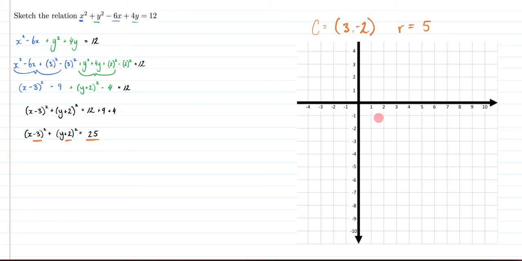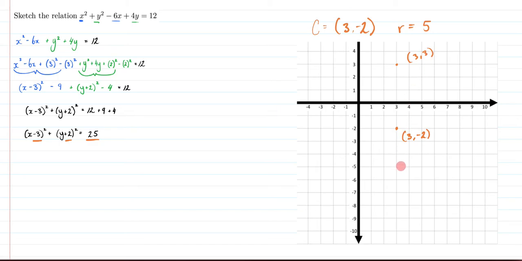I now have to graph this, so I'm going to find 3, negative 2, which is here. I then am going to go up 5. Let me actually write this in. 3, negative 2. I'm going to go up 5 from my y to find where my graph goes up to the very top. So negative 2 plus 5 is 3. So this will be 3, 3.